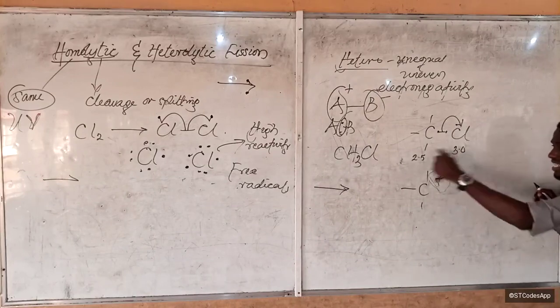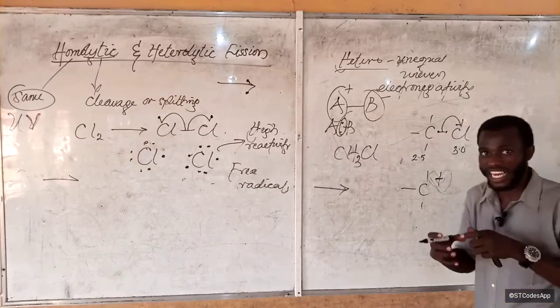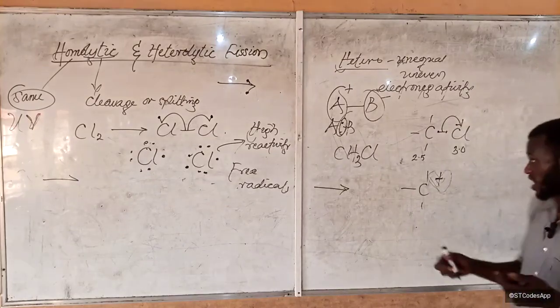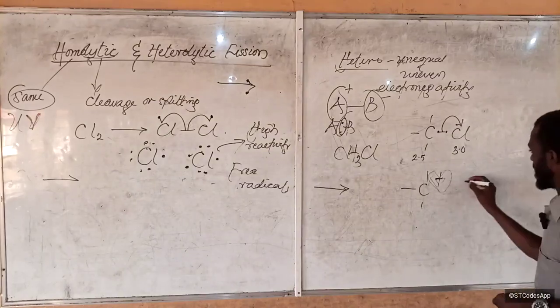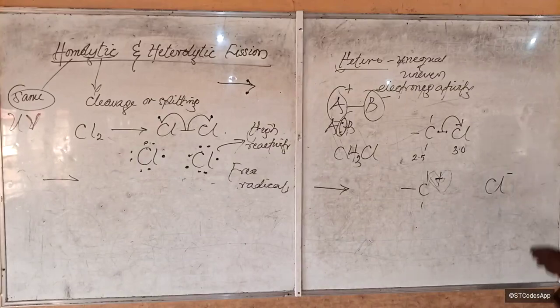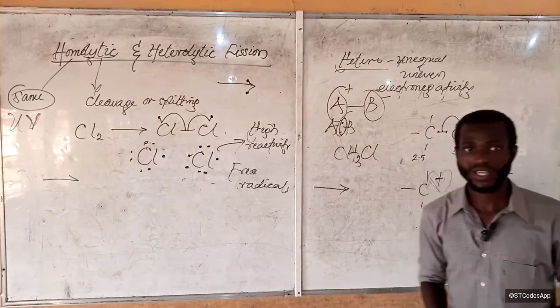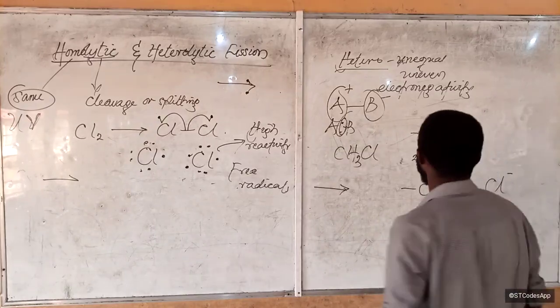A formal positive charge shows that it is an electrophile. Electrophile means it is loving electrons. It's looking for electrons, it is electron deficient. Then chlorine gains a formal negative charge. Why? Because it has acquired too much electron than it needs. Is that okay?